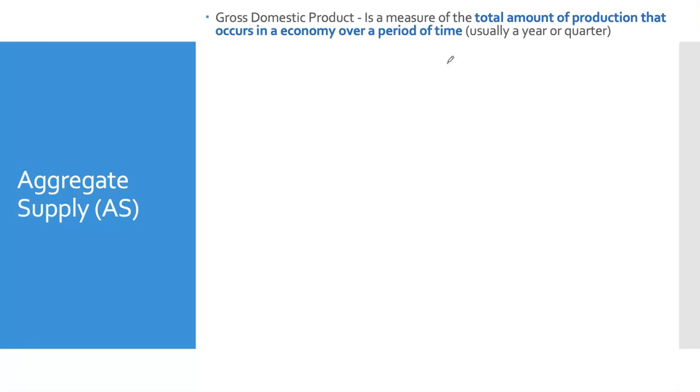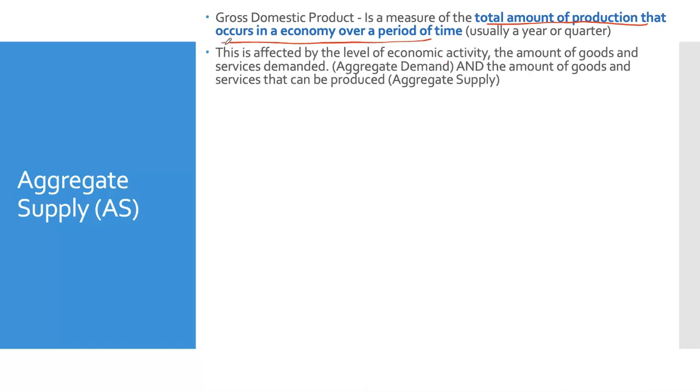Aggregate supply comes down to this concept of gross domestic product, or is linked to the concept of gross domestic product, which we understand is a measure of the total amount of production that occurs in an economy over time. So how much production can occur? This is affected by lots of things: economic activity, the amount of goods and services demanded, which is aggregate demand, and there's a separate video on that, but also the amount of goods that can be produced. And this is what we mean by aggregate supply.